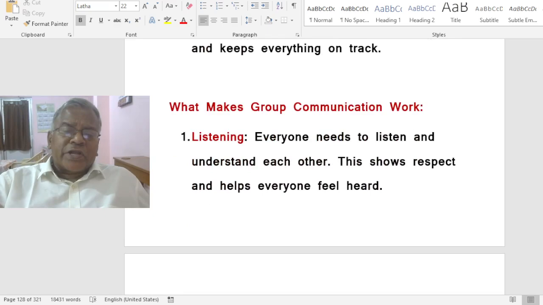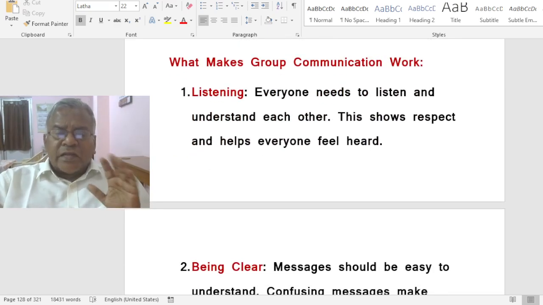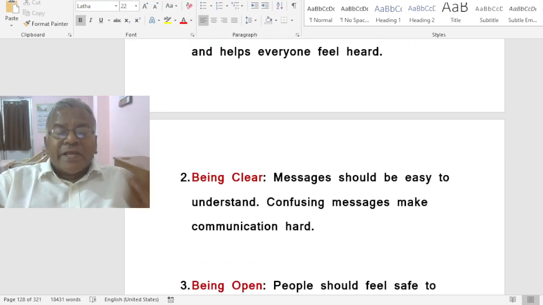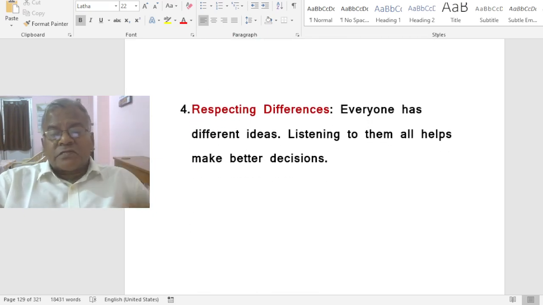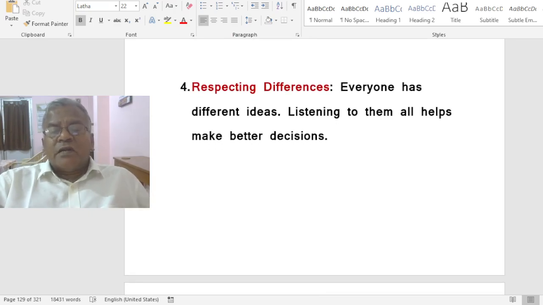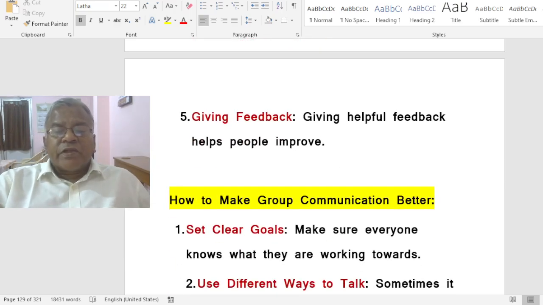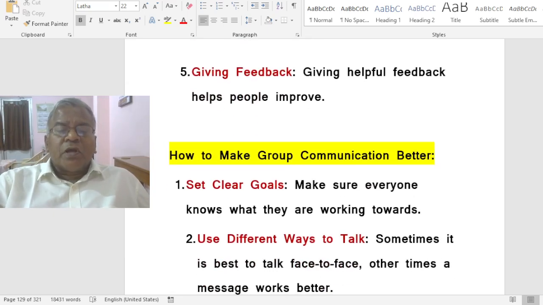What makes group communication work? Listening. Everyone needs to listen and understand each other. This shows respect and helps everyone feel heard. Being clear. Messages should be easy to understand. Confusing messages make communication hard. Being open. People should feel safe to share their thoughts. Honest talk builds trust. Respecting differences. Everyone has different ideas. Listening to them all helps make better decisions. Giving feedback. Giving helpful feedback helps people improve.